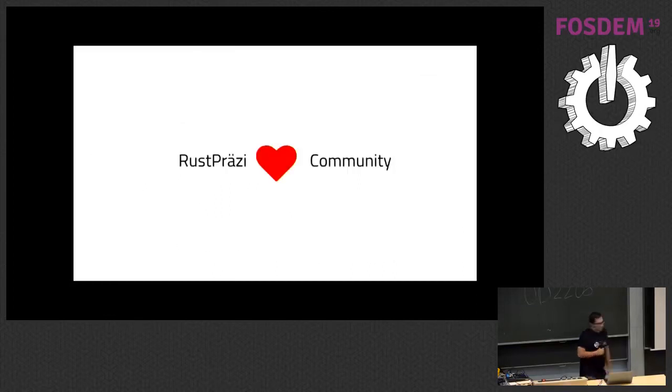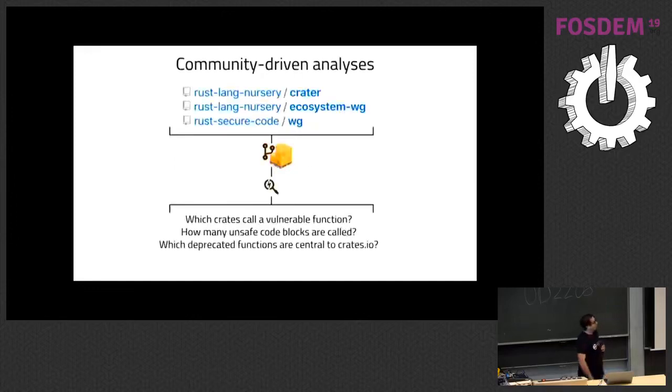And yeah, I really want this to be a community effort. The way I envision RustPräzi is that I would like to do analysis and data-driven decisions for, for instance, the Crater project, which runs a regression on Crater.io using the compiler, but also, for instance, the ecosystem work group, where they try to find crates that have not been maintained for a long time, or some other problems in which they need some attention, and also the security work group, as I showed you in one slide.